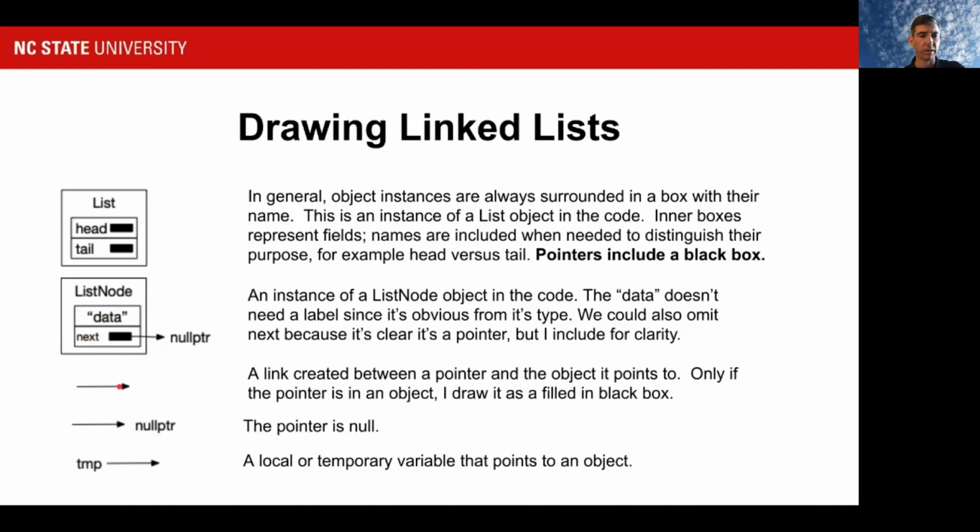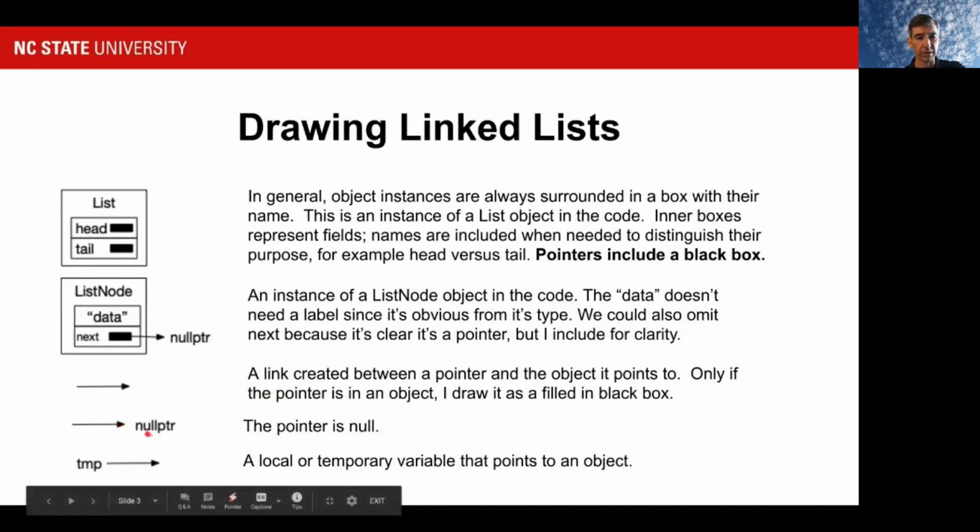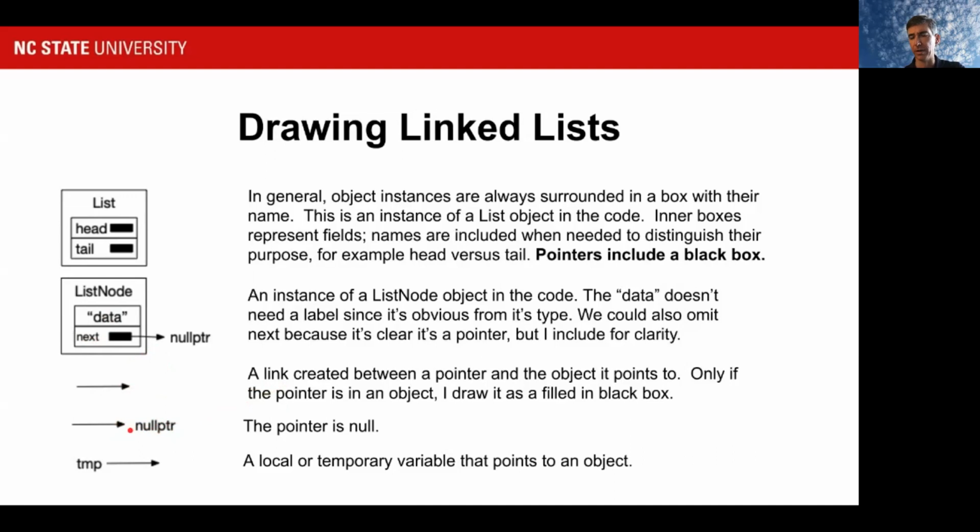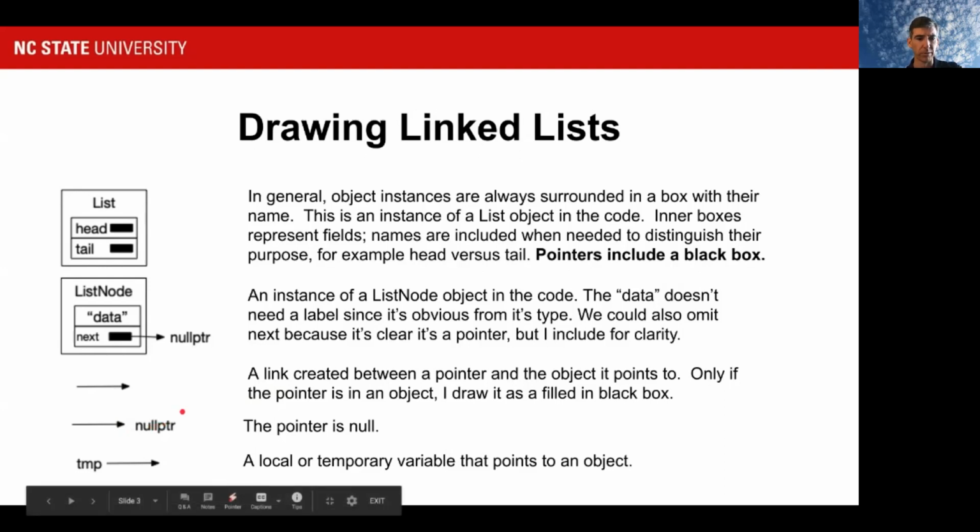Okay, as I've said before, pointers are going to be represented with an arrow. It represents the link between a pointer and the object it points to. And if a pointer is pointing to null, then I'm going to show that arrow pointing to a label called null pointer. It may be a little weird to show an arrow going to null pointer, but that way I'm always consistent. A pointer always has an arrow, and if it's a null pointer, then it's pointing to this null pointer label, or possibly just null. I might just write null, which means the same thing.